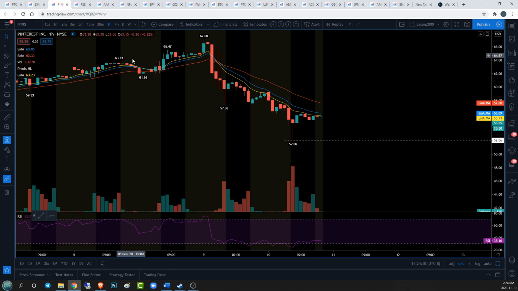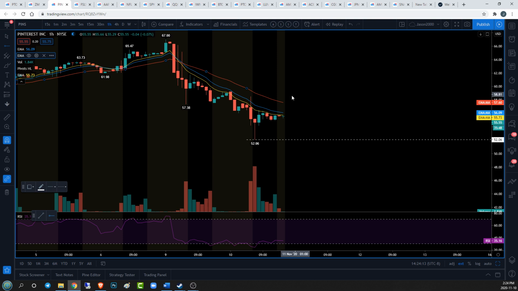So PINS, no bear strength, or no bull strength, and bulls need to get over top of 56.44 to change that in the short term.